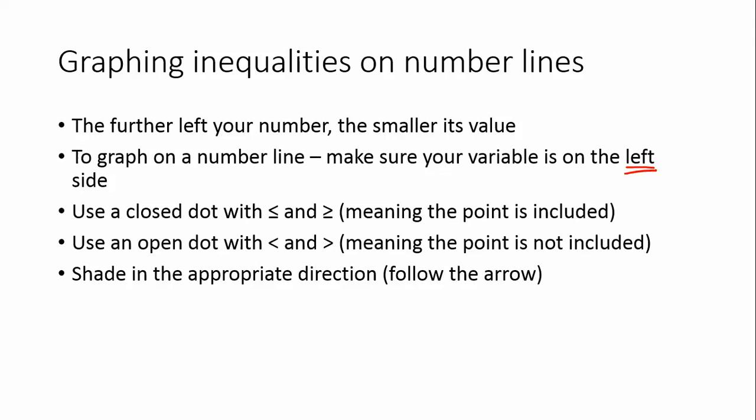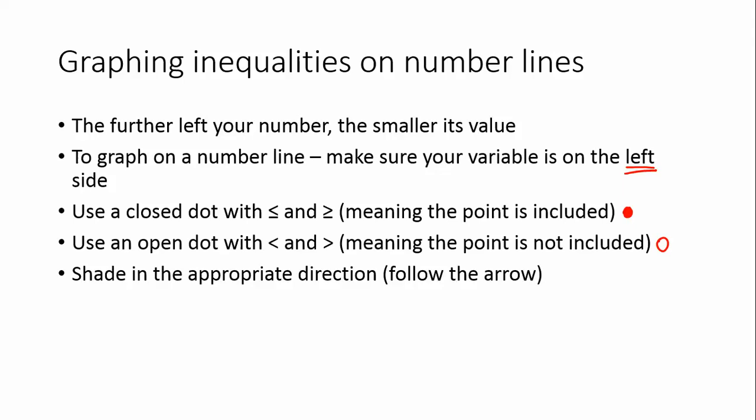There are two things you have to do on a number line when you're graphing an inequality. The first thing you have to do is indicate the point or the value we're talking about, and that's either going to be with an open dot or what I call a closed dot. A closed dot will be colored in like this, and an open dot will be like that.